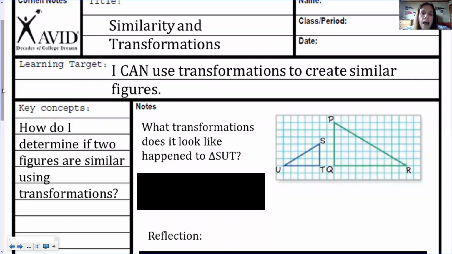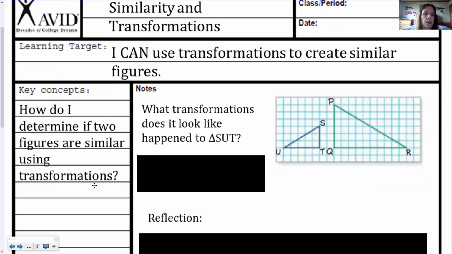The learning target for today is I can use transformations to create similar figures. And again, we know transformations, there's 4 kinds: translations, reflections, rotations, and dilations. And similar figures are figures with the same shape but different size. All right, so how do I determine if 2 figures are similar because transformations were used is basically what we're looking at today. So first example, I have 2 right triangles on a coordinate grid, triangle SUT and triangle RPQ.